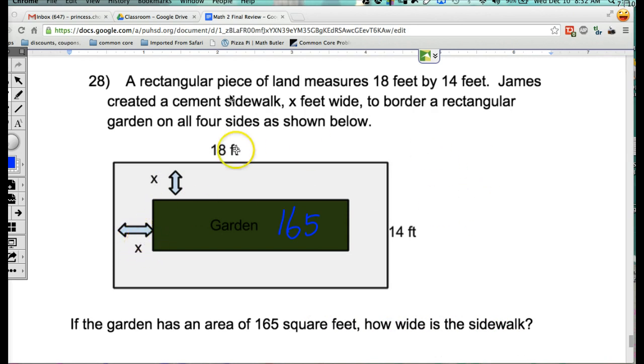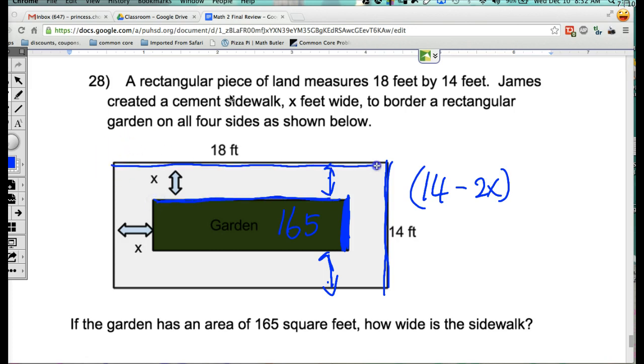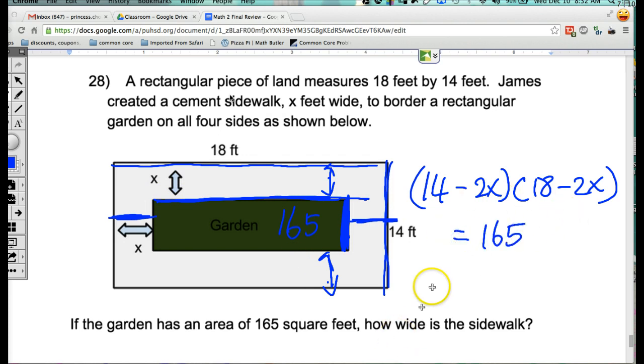So let's think about this. How long is this right here? Well, this is 14 and this is x and this is also x. So how long do you think that would be? The whole thing is 14 and you gotta subtract what? X and subtract x, and that would be the length of this one. So that's going to be 14 minus 2x. So that times this, and the length of this would be the same. This whole thing is 18. And from 18, we got to subtract 2x because we got to subtract the x on this side and the x on that side. And that will give you this. Okay? So when you multiply those two together, you'll get 165.